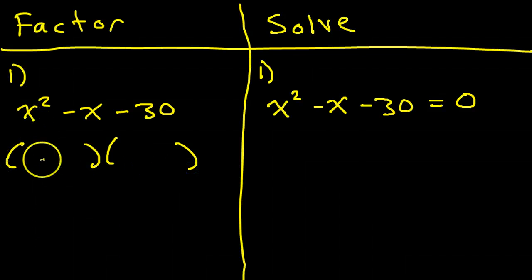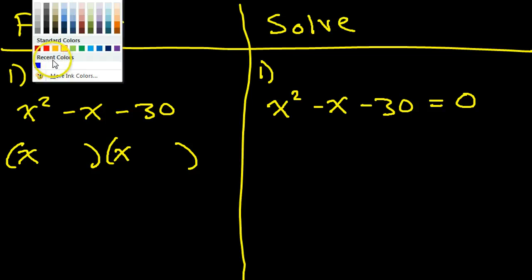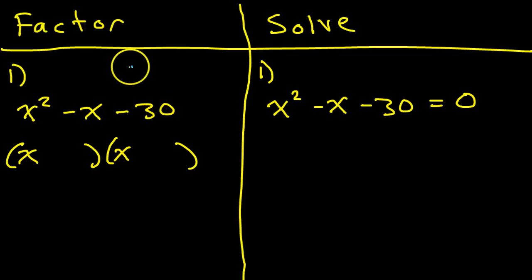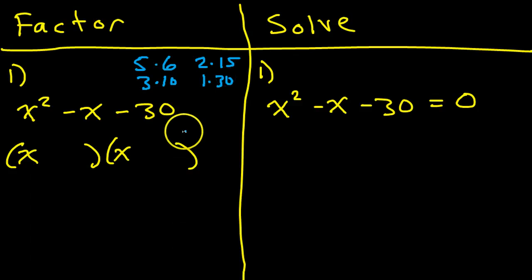We said, okay, binomial times a binomial, x squared, that will be x times x. And then we looked at the 30, and we would think 30, that might be 5 times 6, or it might be 3 times 10, or it could be 2 times 15, or it could be 1 times 30. So we would decide which one of these pairs we were going to use to factor 30.